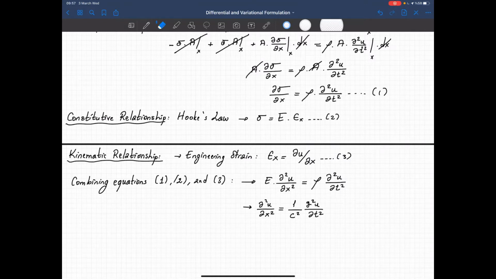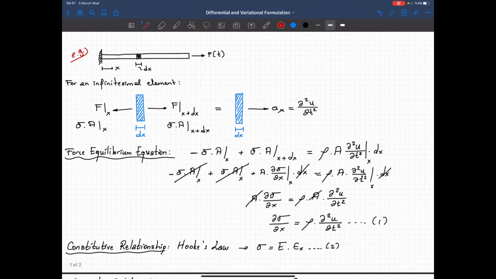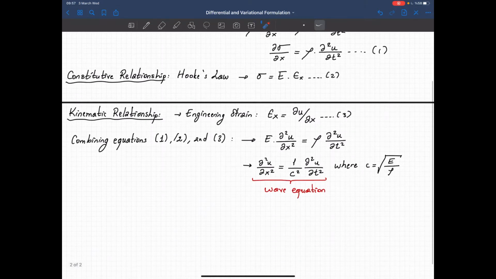So this equation is called the wave equation, and in that equation c squared is equal to elastic modulus divided by the mass density. This is the governing differential equation for this rod under dynamic loading. Now if we want to solve this differential equation, we will need boundary conditions as well as the initial conditions.